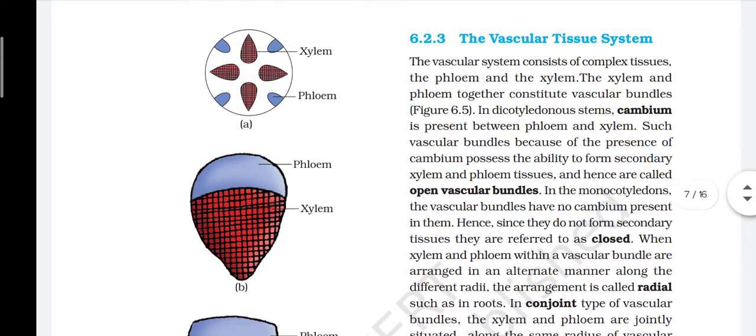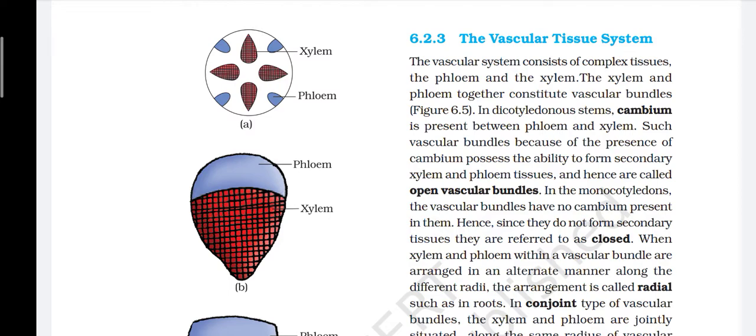The vascular tissue system. The vascular system consists of complex tissues, the phloem and the xylem. The xylem and phloem together constitute vascular bundles. In dicotyledonous stems, cambium is present between phloem and xylem. Such vascular bundles, because of the presence of cambium, possess the ability to form secondary xylem and phloem tissues and hence are called open vascular bundles. In the monocotyledons, the vascular bundles have no cambium present in them. Hence, since they do not form secondary tissues, they are referred to as closed.